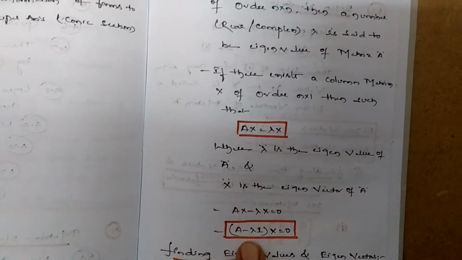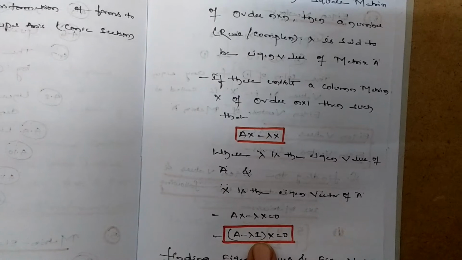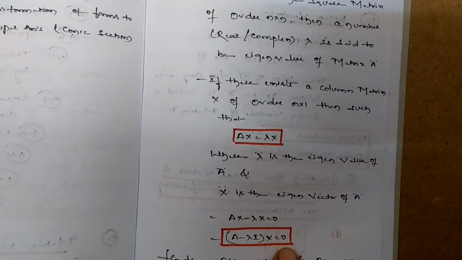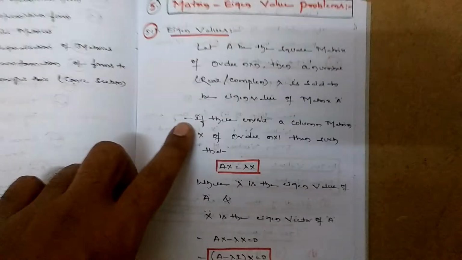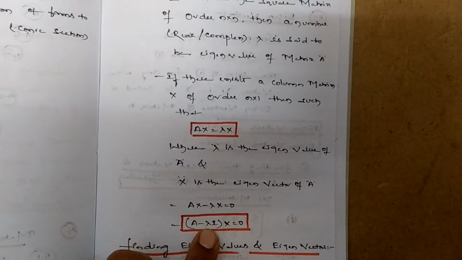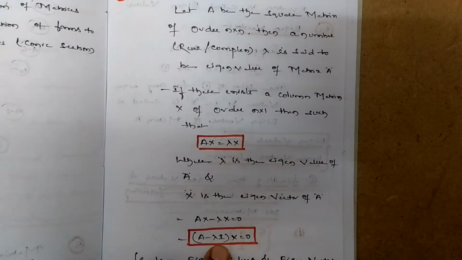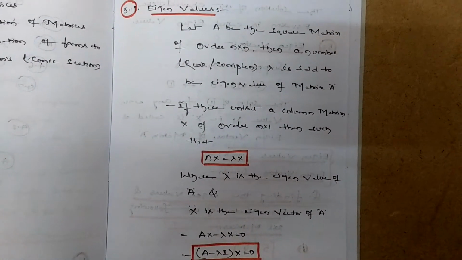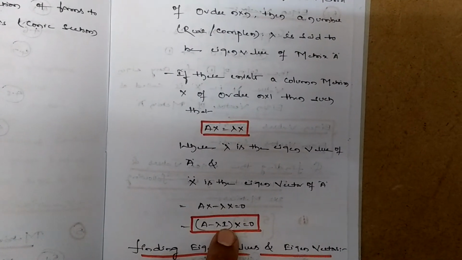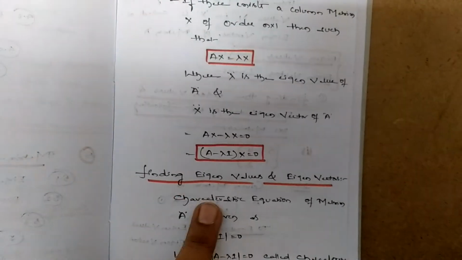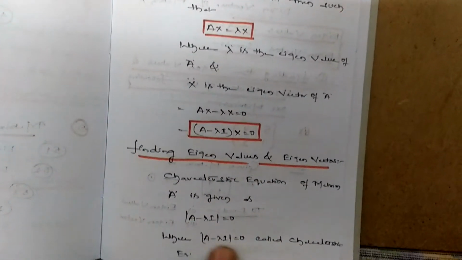This is the representation: A minus lambda I, where I is the identity matrix, into x equal to 0. This is the formula, or this is the procedure, for finding the eigenvalues. A minus lambda I into x equal to 0. Then we find the eigenvalues and eigenvectors.